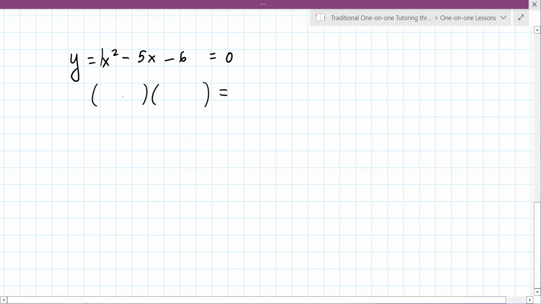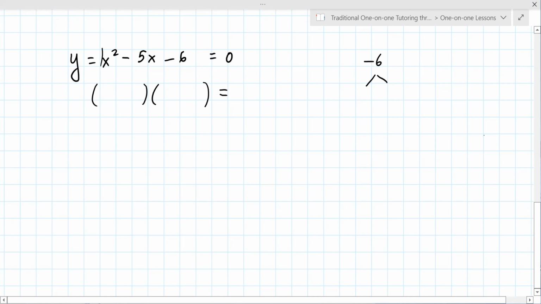So you're finding 2 numbers that multiply to minus 6 but add up to minus 5. Okay, and so it's like, well, what are they? Well, minus 6 and 1, those work. So x minus 6, x plus 1 equals 0. So you set each of those equal to 0.